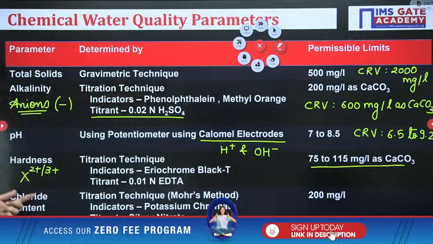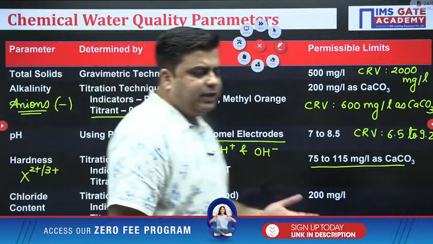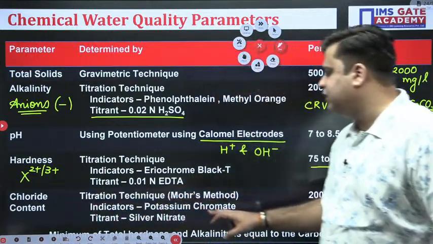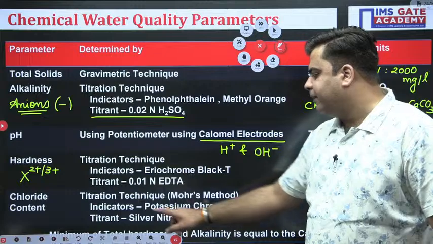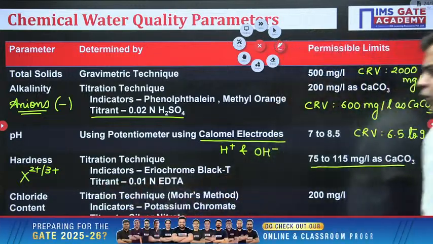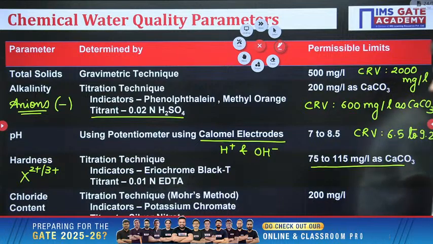Now next is your chloride content. Now sir, these are very easy things. Quickly we'll just go through this. Chloride content is measured by titration. The titrant used is silver nitrate and the indicator used is potassium chromate. The acceptable limit for chloride content is 200 milligram per liter.